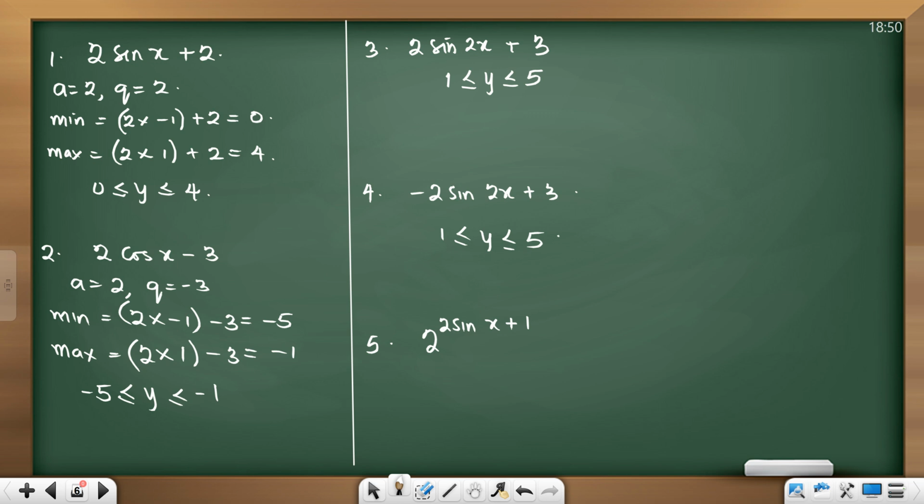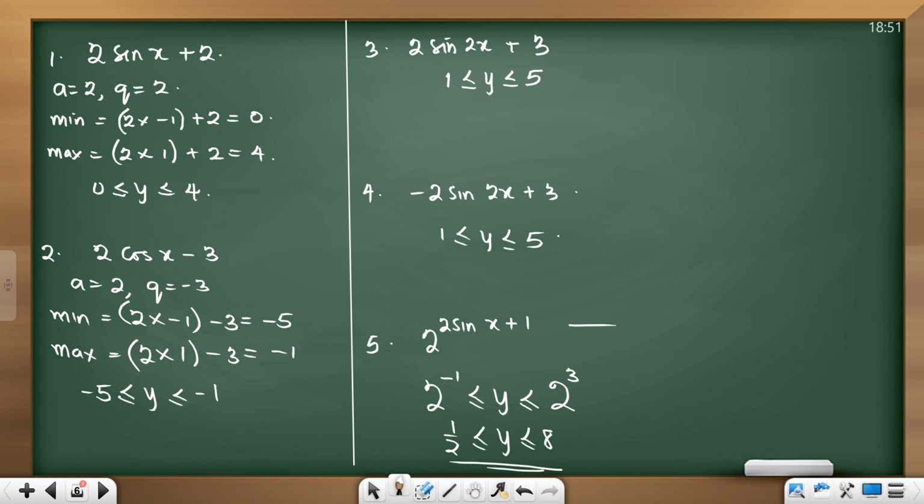I just turned the graph upside down, which still doesn't affect the maximum or the minimum. All right? What about this one? It's going to be 2 to the power 2 times negative 1. Remember the minimum? 2 times negative 1, negative 2 plus 1, negative 1. Less than y, less than, what's the maximum? 3. So what's your answer? 1 over 2 less than y, less than or equal to 8.